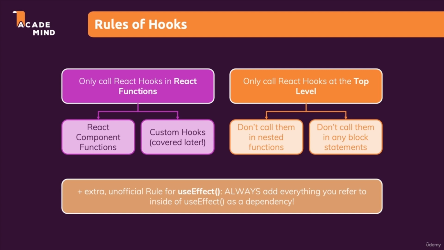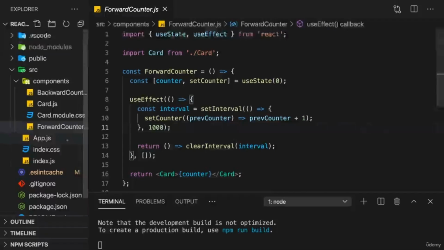You must only use them in React component functions or custom hooks. So if we want to outsource that logic into a separate function, we need to build such a custom hook. And that's exactly what we're going to do here. So how do we build a custom hook then?